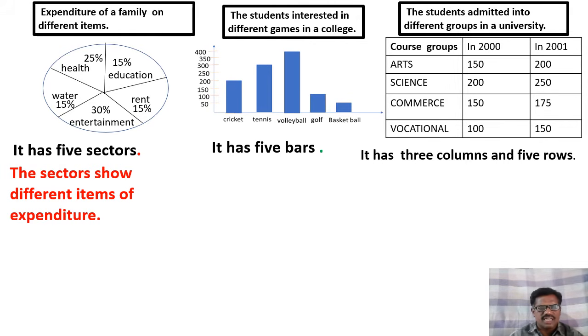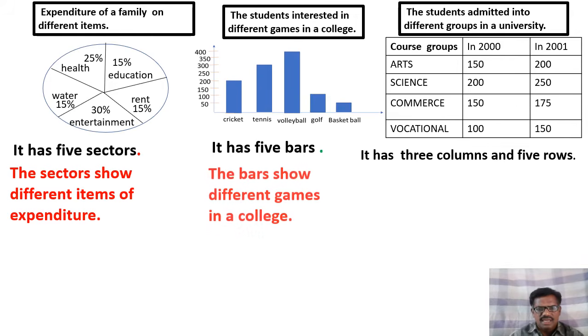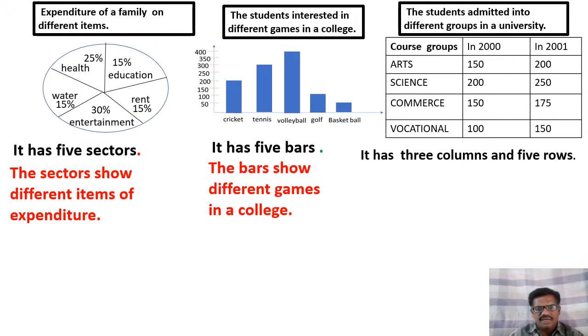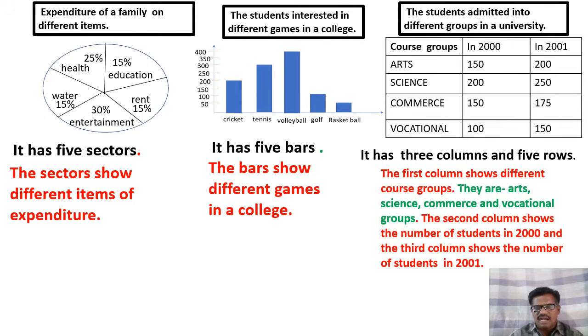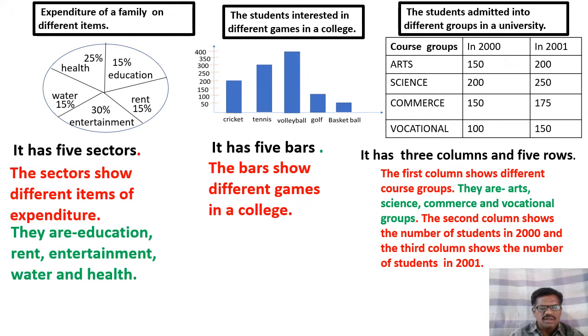This is what we get from the heading. The bars here show different games in a college. This is also what we get from the heading. Here the first column shows different course groups. The second column shows the number of students in 2000 and the third column shows the number of students in 2001.